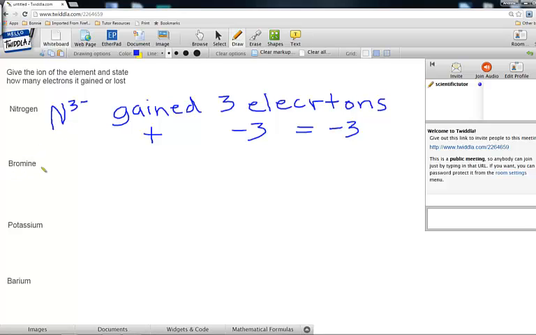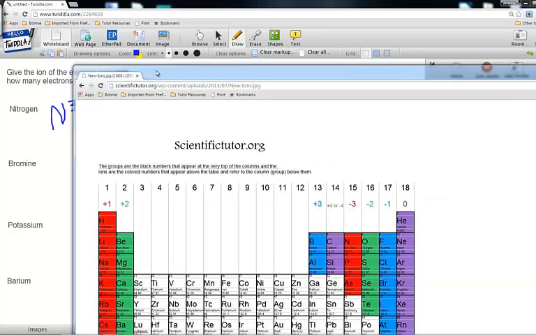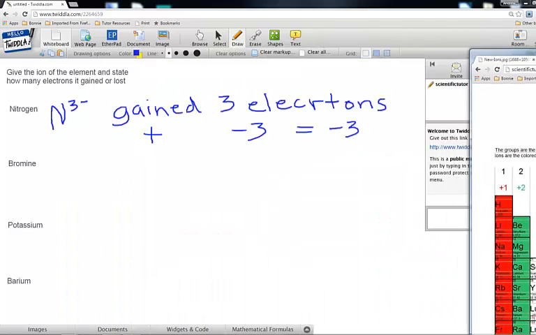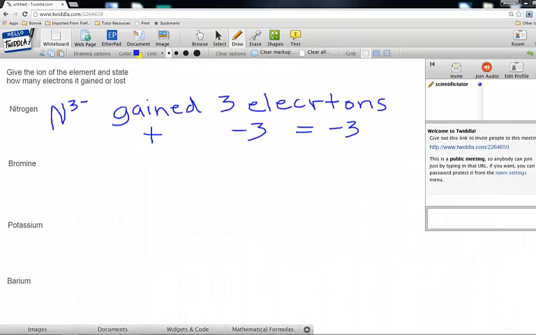Next element, let's look at bromine. Bromine on our ion periodic table is over in the 17th column, the -1 column, right here. That means we can represent bromine as Br1- or Br just minus.